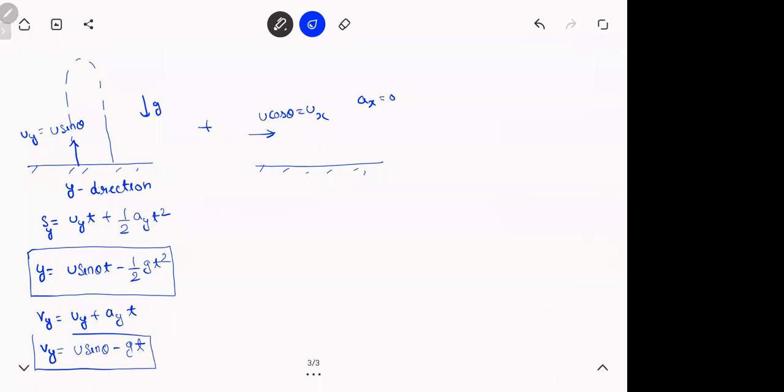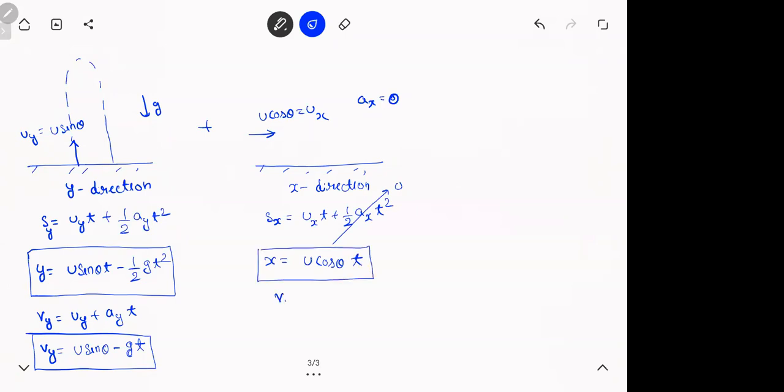If you see, I'm just using the standard equations, v is equal to u plus at, s is ut plus half at square. Similarly, in x direction, sx will be ux t plus half ax t square. But here this will be 0 because ax is 0. Horizontally, there is no acceleration. So this gives me x as u cos theta into time. This is your x coordinate. Similarly, vx is ux plus ax t. This is again 0. So we get vx is ux is equal to u cos theta. Meaning no matter what happens, horizontal velocity will not change.